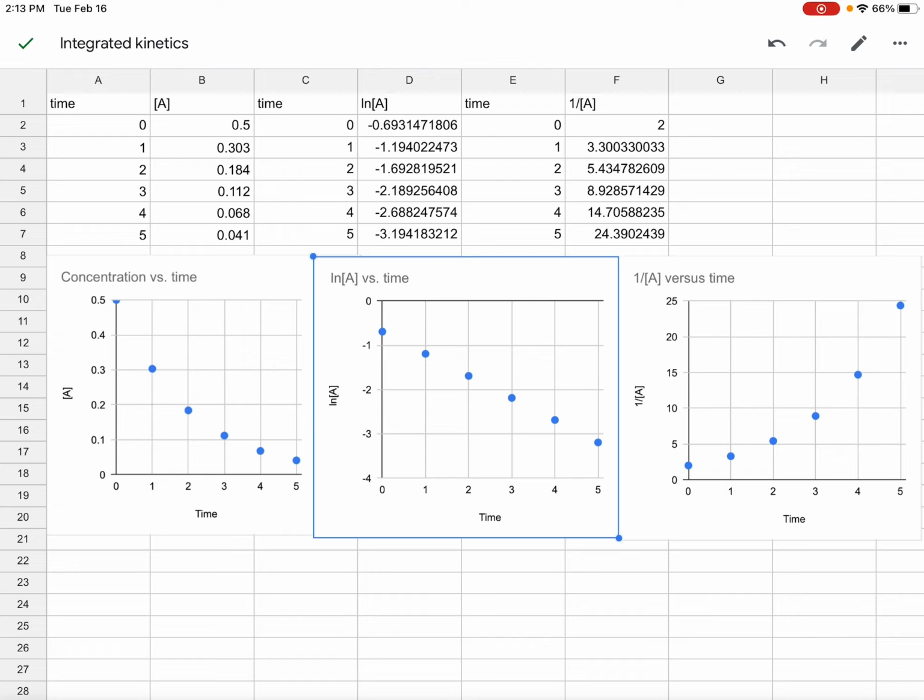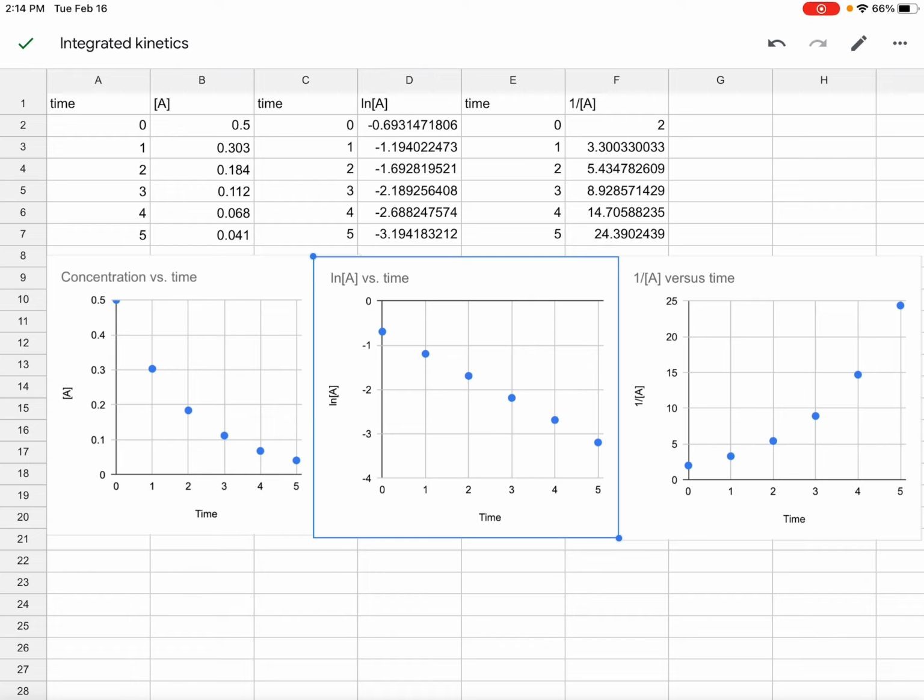You do just have to memorize that if the concentration versus time is linear, it's zero order. If the ln of the concentration versus time is linear, it's first. If 1 over the concentration versus time is linear, it's second. You just have to memorize that. But you'll have the equations available to you on an exam, but you have to know which one goes with which order. So here we know the reaction is first order.